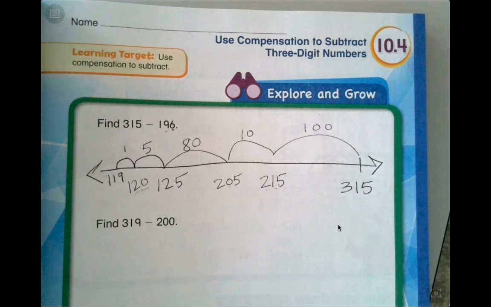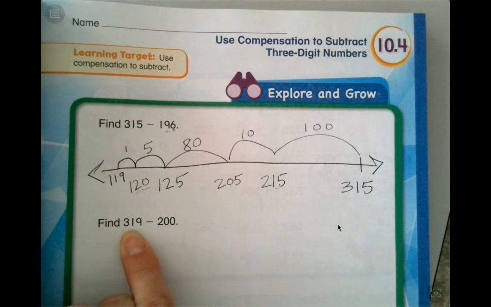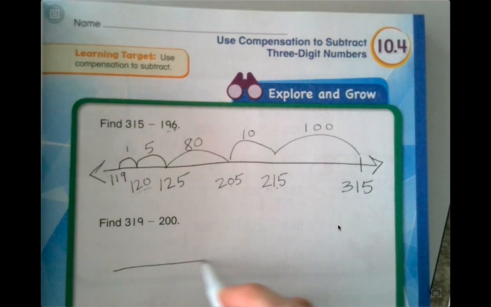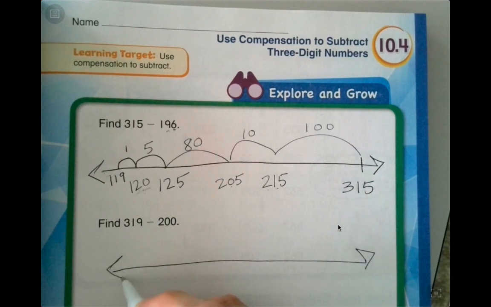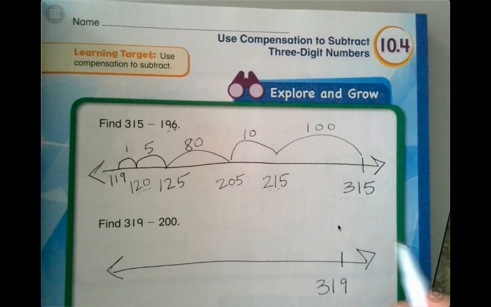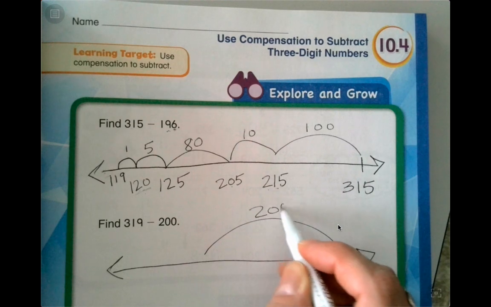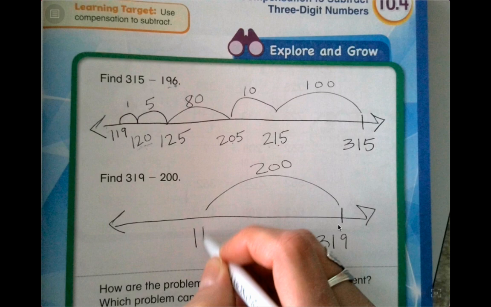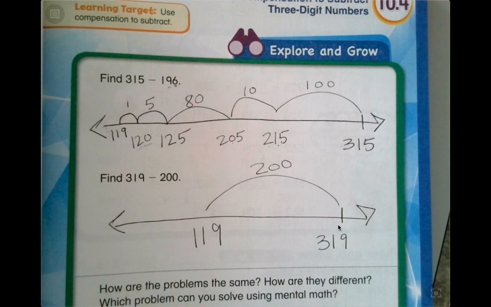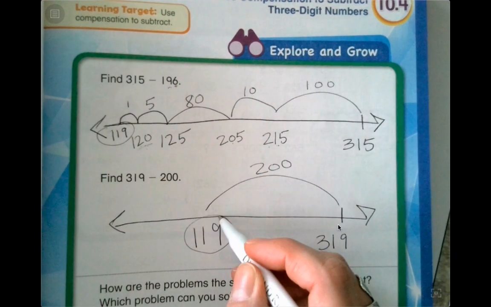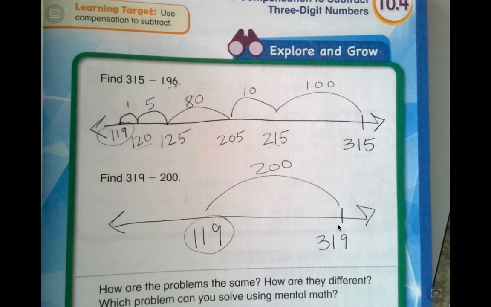Okay, now they have 319 minus 200. So again, I'm going to use a number line. So I go 319. This one's pretty easy. If I just go back 200, what's my answer? 119. Okay, did I actually get the same answer? Yes.